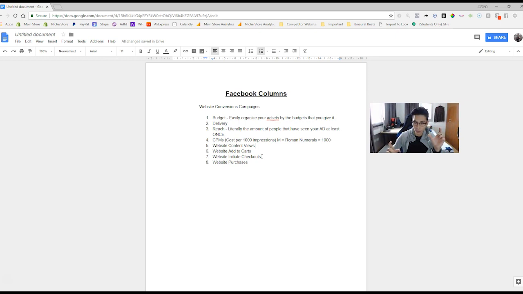You can see maybe 100 content views, but only 50 add to carts, only 30 initiate checkouts, and then only 20 purchases. So you get this very nice funnel and a rough gauge of what your conversion rate is like. Basically it makes things more organized and more simple. In this kind of field, you want to make sure that you maximize your time as much as possible and be as efficient as possible.